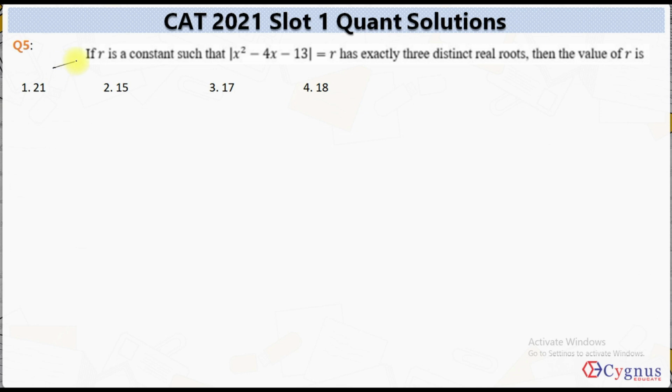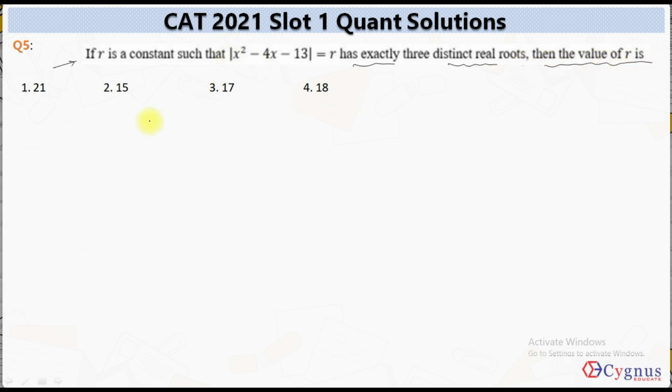Again, this is a very good question of quadratic equation. If r is a constant such that mod of, you understand the meaning of mod. That means you'll have to take both the signs, plus as well as minus. Mod of x square minus 4x minus 13 is equal to r has exactly 3 distinct real roots. Then find the value of r.